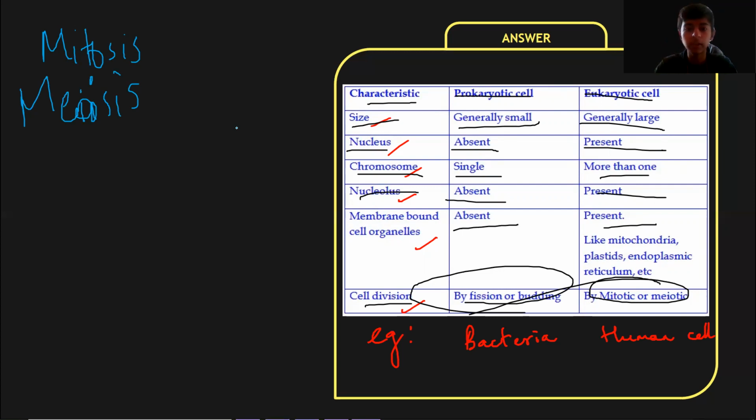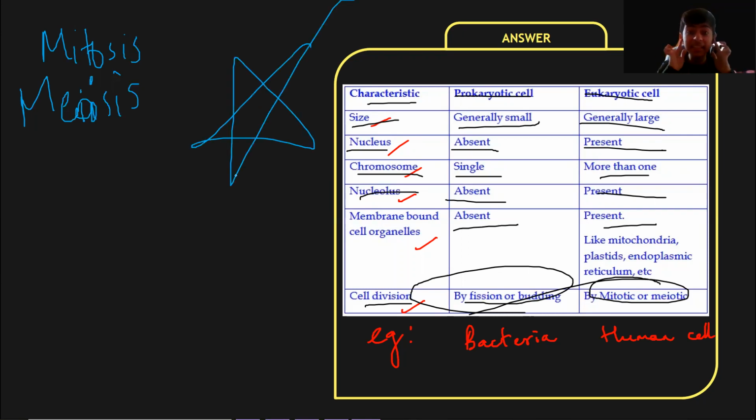So this you have to learn. Please, just please learn this. It is very important. Okay, size, you have to remember. Nucleus, main is nucleus. Then chromosome, it has one.